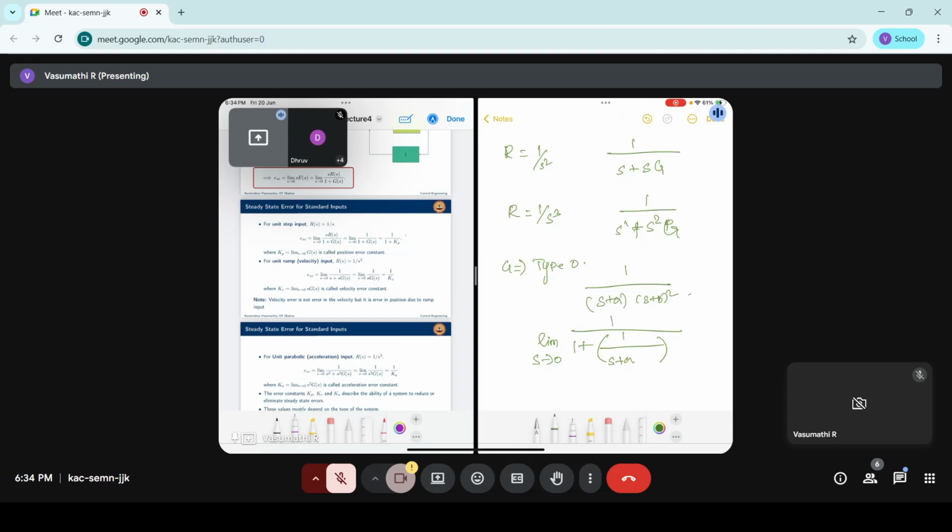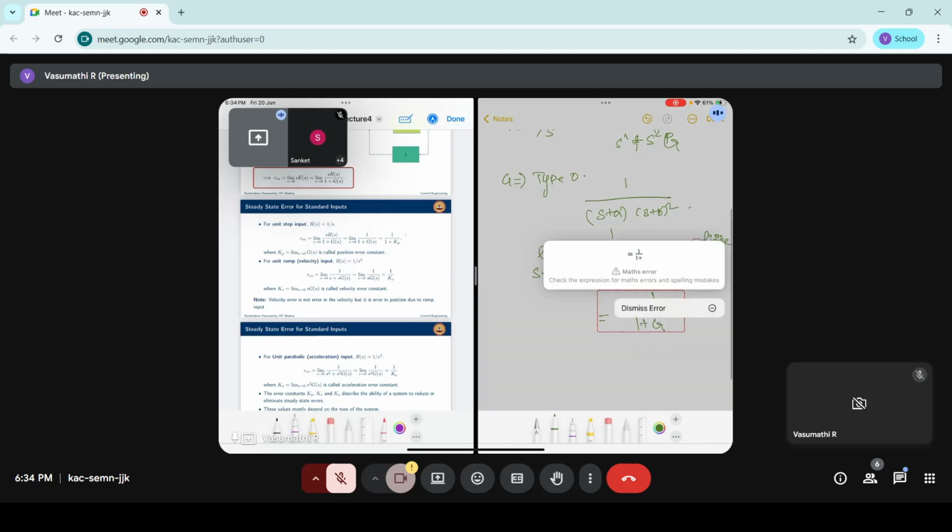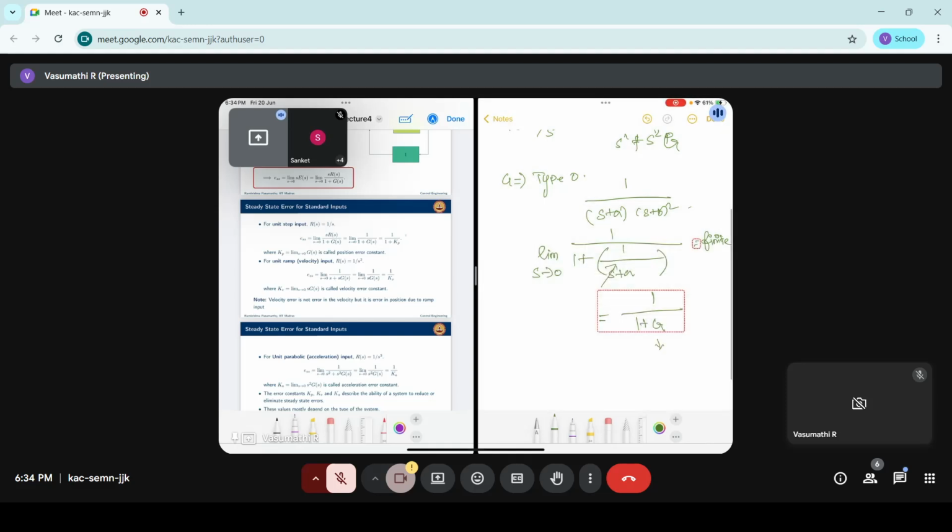No, ma'am. No, because this term will not affect the system. There will be some finite number you would take. This will always be finite. So the output will be 1 by 1 plus G always, where this G we are calling KP, where KP is equal to G. This we are calling position constant, position error constant.